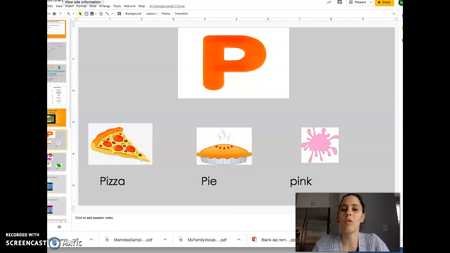Today we're going to go over two different letters like we've been doing. So I'm going to go over the letter, the sound. We're going to identify all the pictures and the sound that each word begins with. Okay? This is the letter P. What letter is this? Good job. P. What sound does P make? P. Now we're going to identify the pictures.